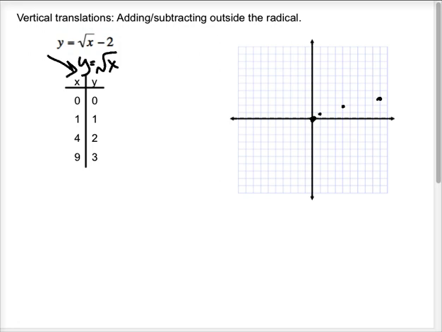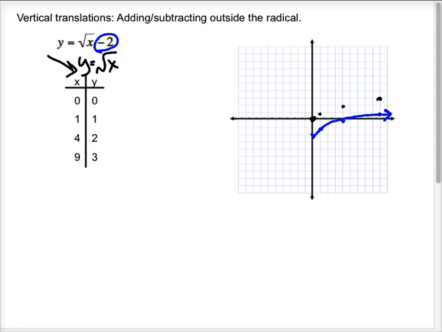All right, so after we plot that basic parent function, it tells us to plot the translation. Now, you have to be aware, what does this translation do? Well, that minus 2 outside, remember that is a vertical translation. So what that means is every one of these points is going to be shifted down 2. And there is my square root function.